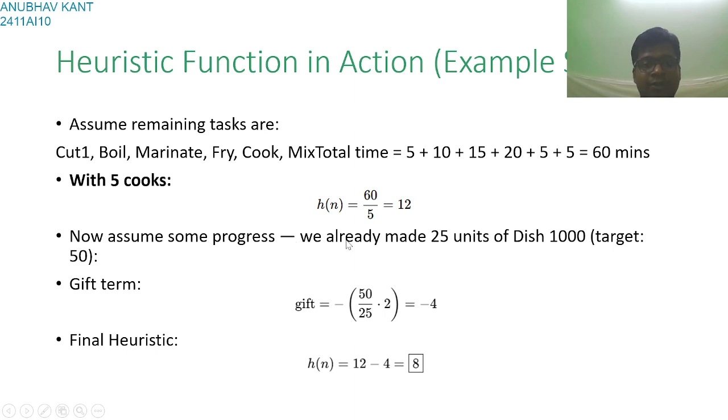Suppose we have already made 25 units of dish 1000. Actually our target was 50, but we have made 25. So our gift would be 50 divided by 25 into 2, which equals minus 4. Why have we added minus? Because when we have already prepared the dishes, it should not proceed with them again. So we have reduced our reward, the gift term, here.